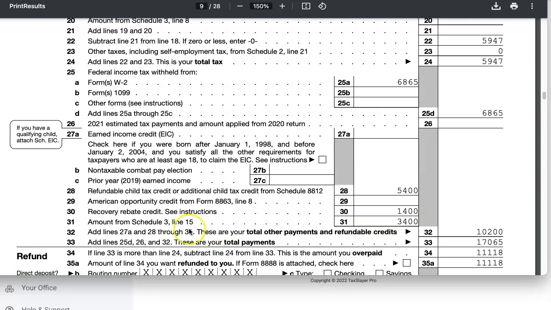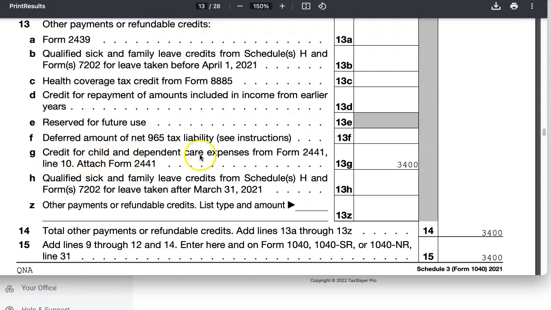There's an additional economic stimulus payment of $1,400 because at the end of the tax year there were 4 people on the tax return who were entitled to $1,400, and the payment had only been received for 3 of them. Finally, there's $3,400 from Schedule 3, line 15. That's the child and dependent care expenses credit, $3,400, which is a great deal more than last year.